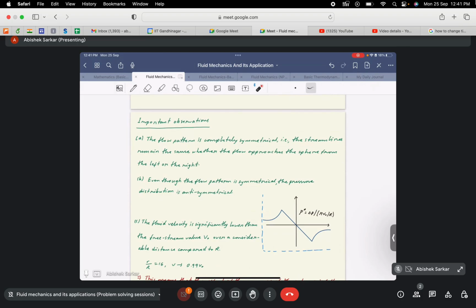Okay. So the first is that the flow pattern is completely symmetrical. The streamlines remain the same whether the flow approaches the sphere from the left or the right. Let me just draw it here. I guess it was discussed in the lectures, but still, what we're trying to say is the flow remains symmetrical. So this is the sphere. Then the flow in a Stokesian regime would be of this manner. There is some non-symmetrical nature in my drawing, but that does not mean that the flow is unsymmetrical. So I'm trying to convey that flow would remain symmetrical in the case of low Reynolds number flow. Okay. So this is one of the characteristics.